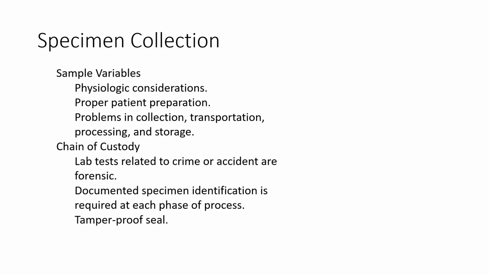Sample variables: physiologic considerations, proper patient preparation, problems in collection, transportation, processing, and storage are all things that I just described. One new topic here is the chain of custody. Some specimens are chain of custody specimens. They're lab tests that are related to a crime or accident, and they're forensic. Documented specimen identification is required at each phase of the process. Signatures have to be given anytime that the custody of the specimen changes hands, and there should be a tamper-proof seal.